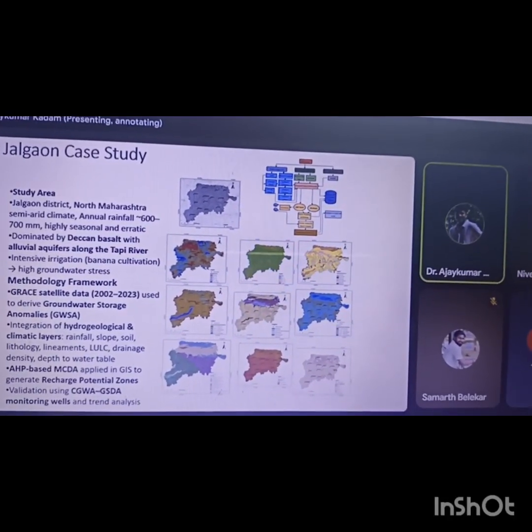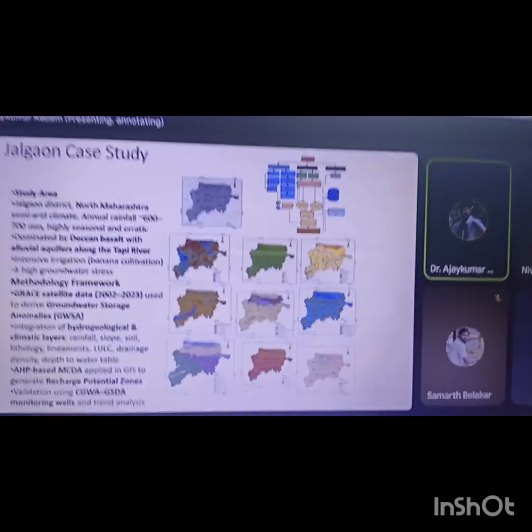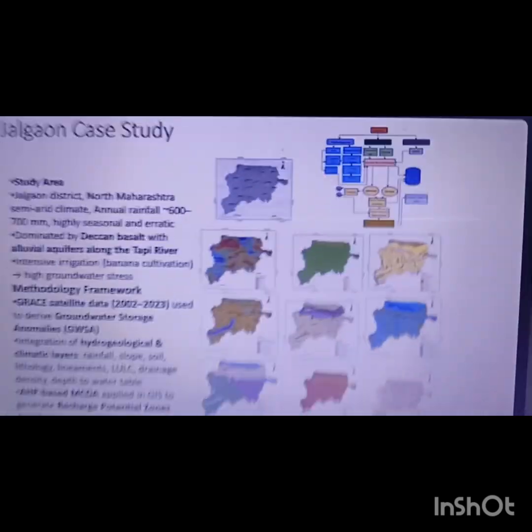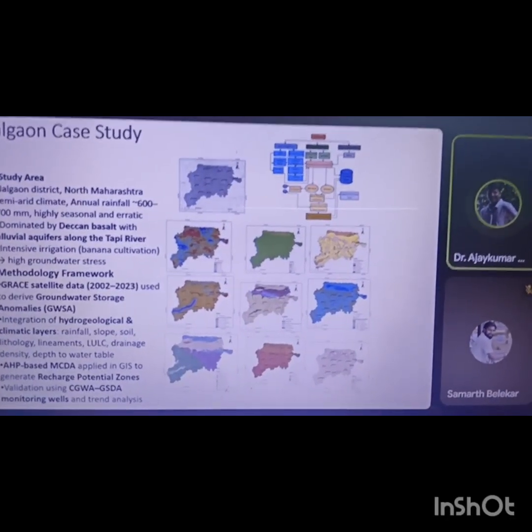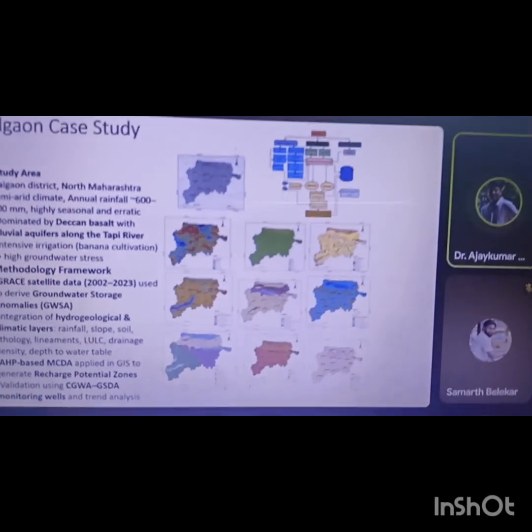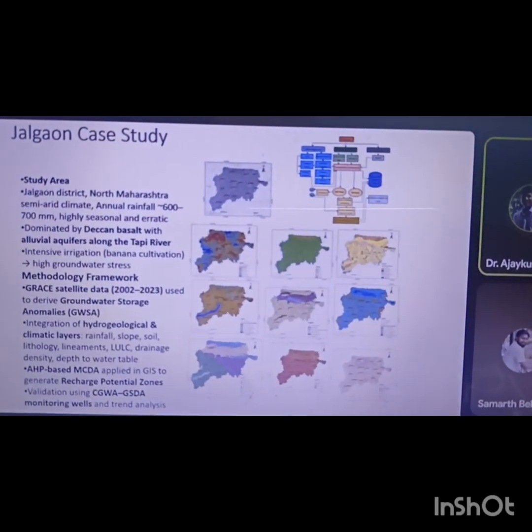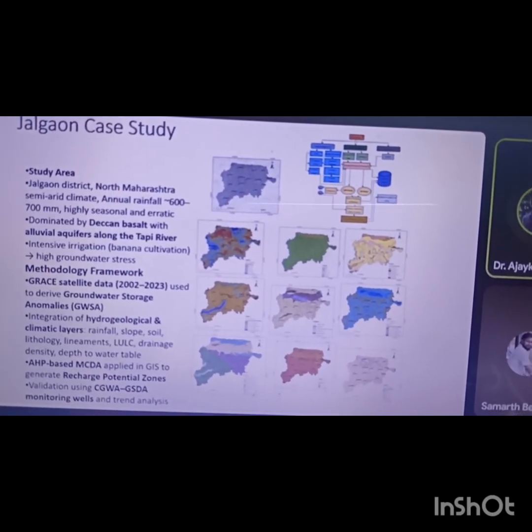This is a published paper in the ISPRS journal. I don't know the exact impact factor, but it is a good peer-reviewed journal. We have recently published this paper. In this study, we worked on the Jalgaon area, it is in Maharashtra, the whole Jalgaon district. I was working as a postdoctoral fellow.